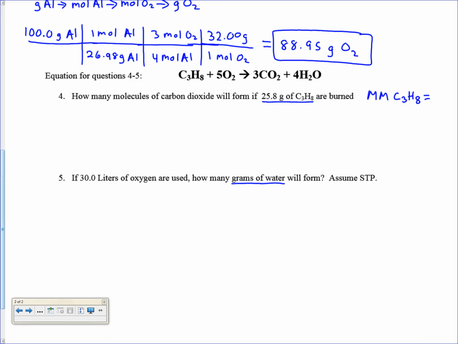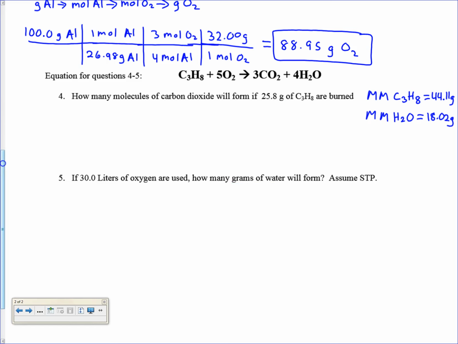So going through and calculating those, I get molar mass of C3H8 is equal to 44.11 grams. The molar mass of water is equal to 18.02 grams. And that's all the molar masses we should need. So I'm going to go through now, perform these calculations.